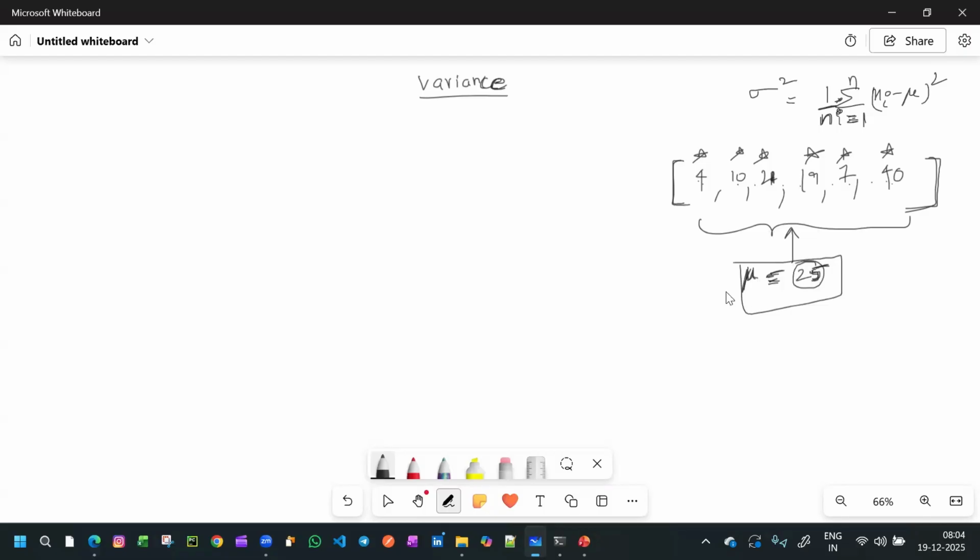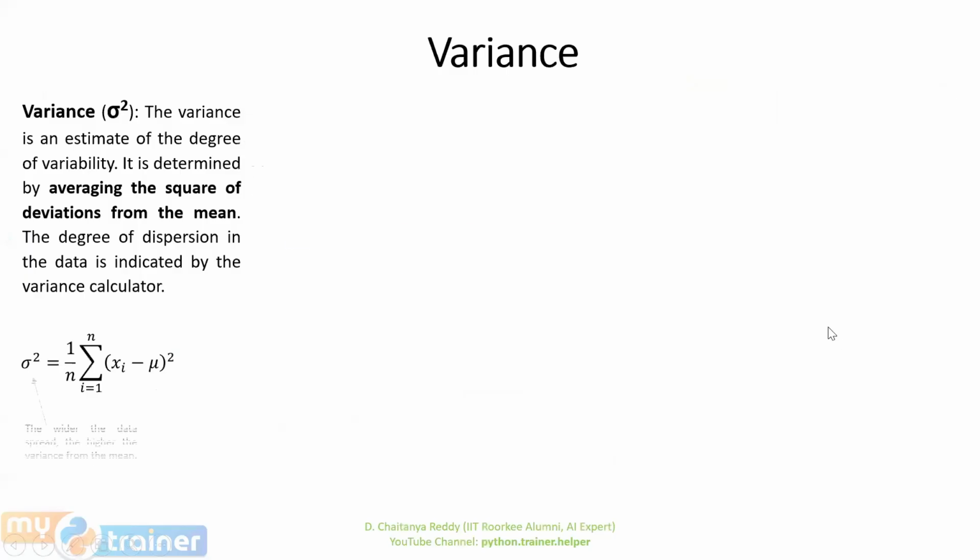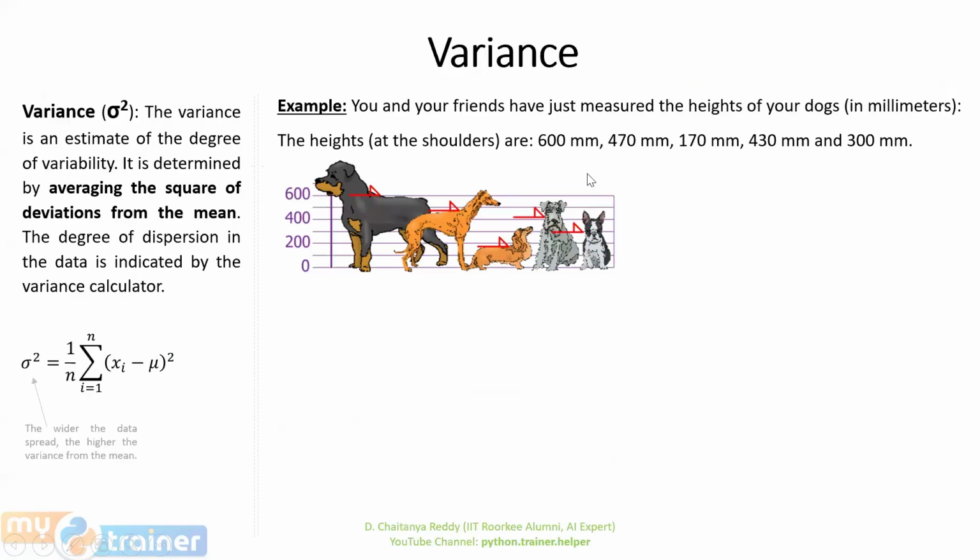How to calculate? Let's just take a simple example here. Let us say I have a data set of some dogs. I have my dogs and my friend's dogs together, and we are measuring the height of each and every dog. Let's say I have five dogs in total, which are my dogs and also my friend's dogs.